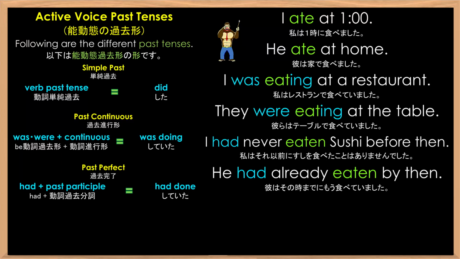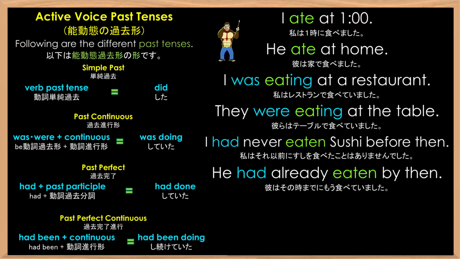For he had already eaten by then, he had already eaten. If you don't add the words by then, you're also referring to before and possibly now. You can also assume there's a point in the past because you're using the past tense form of had. He had already eaten.